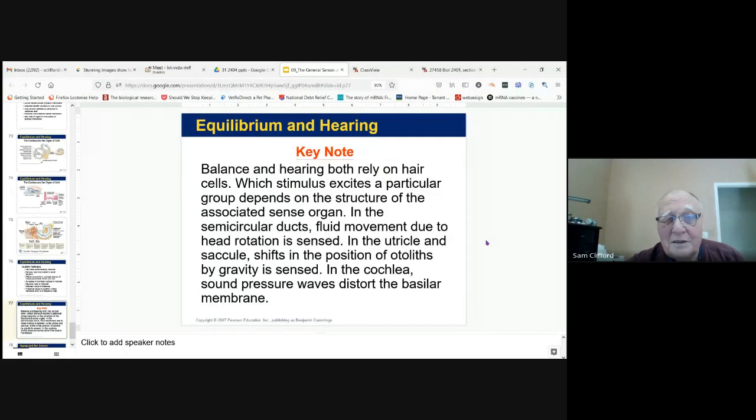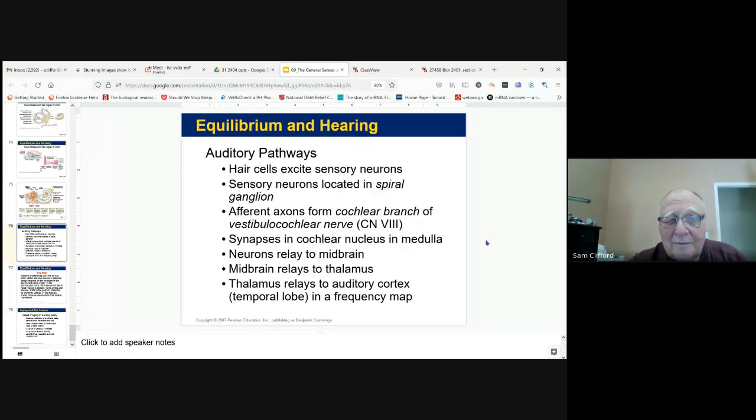Auditory pathways. The auditory pathways go through the vestibular nerve and the cochlear nerve. That goes again through the relay point of the thalamus, and then to the auditory cortex in the temporal lobe.